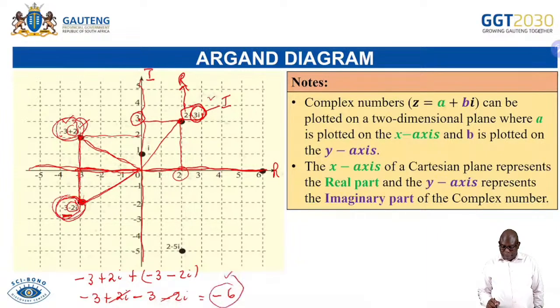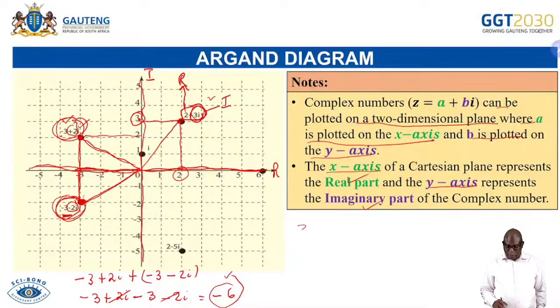Now, complex numbers can be plotted on a 2-dimensional plane where a is plotted on the x-axis and b is plotted on the y-axis. The x-axis is the real part and the y-axis is the imaginary part. So you must be able to put any number. If, for instance, they say put 3i.